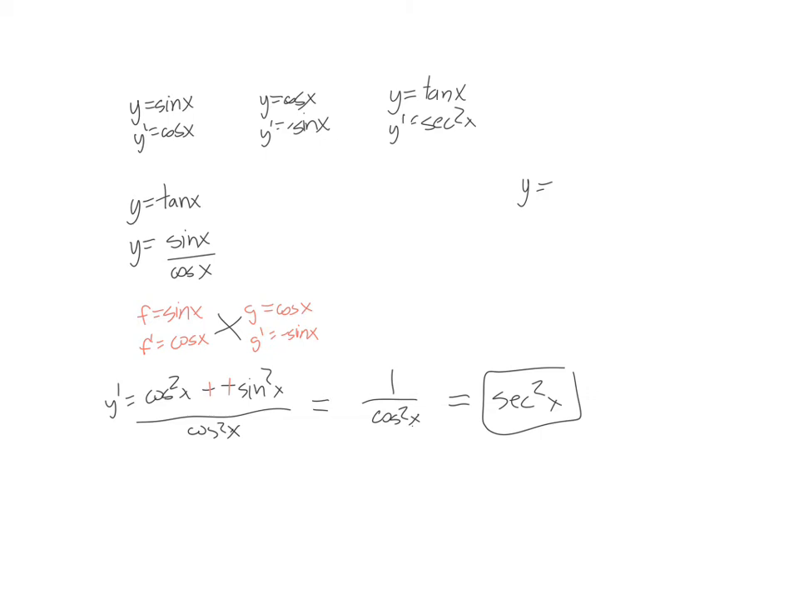Let's try cotan, which would work the same, right? If I did cotan, it would just be cos over sine. So it works almost the exact same way, except you'd get negative cosecant as your final answer. But let's try one more.